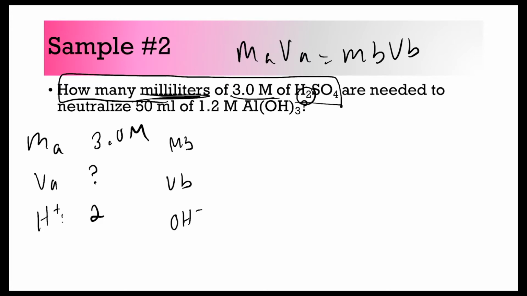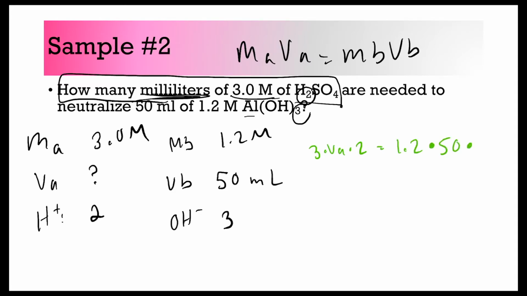And then the rest of the question: we need to neutralize 50 mils of 1.2 molar aluminum hydroxide. That is our base, and here we have 3 OH groups in that base. So when we do our math, we get 3 times Va times 2 equals 1.2 times 50 times 3. So 6 Va equals 180. In order to get Va by itself, divide both sides by 6.